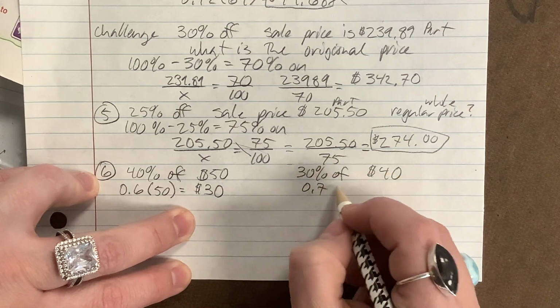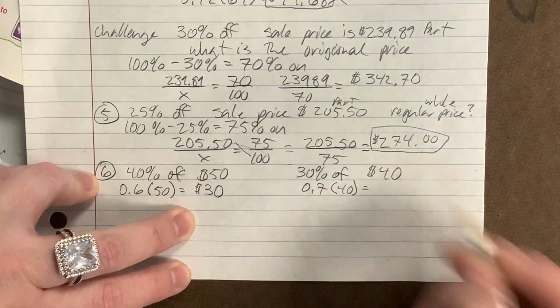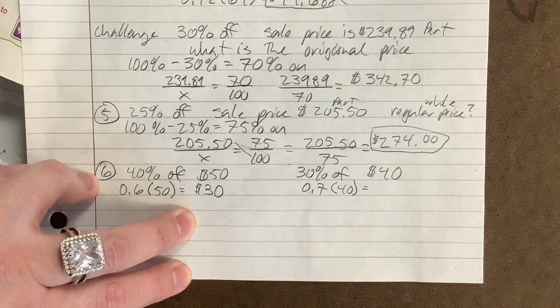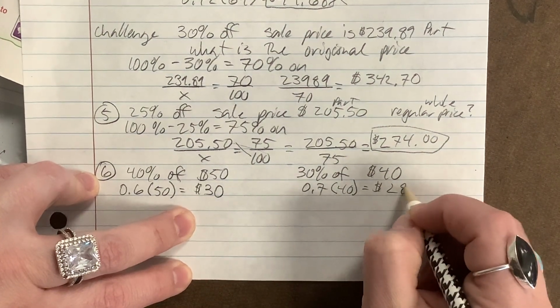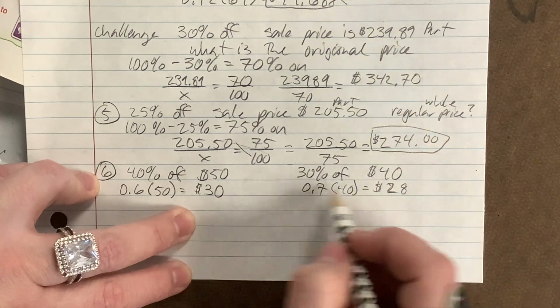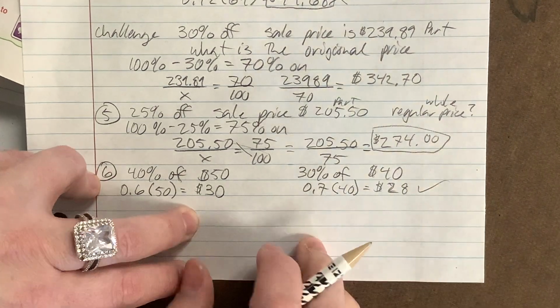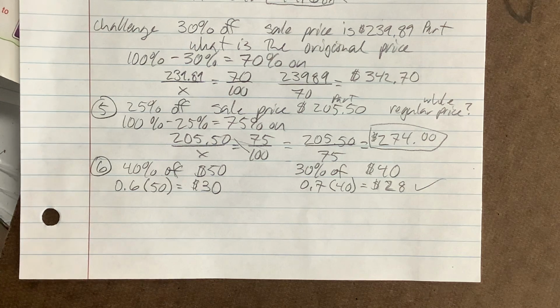Now over here, if it's 30% off, that means it's 70% on. So that's 0.7 times 40, and that is $28. So it's still cheaper to go to the second store. All right, so there you go. That's all about discounts and percents and stuff.